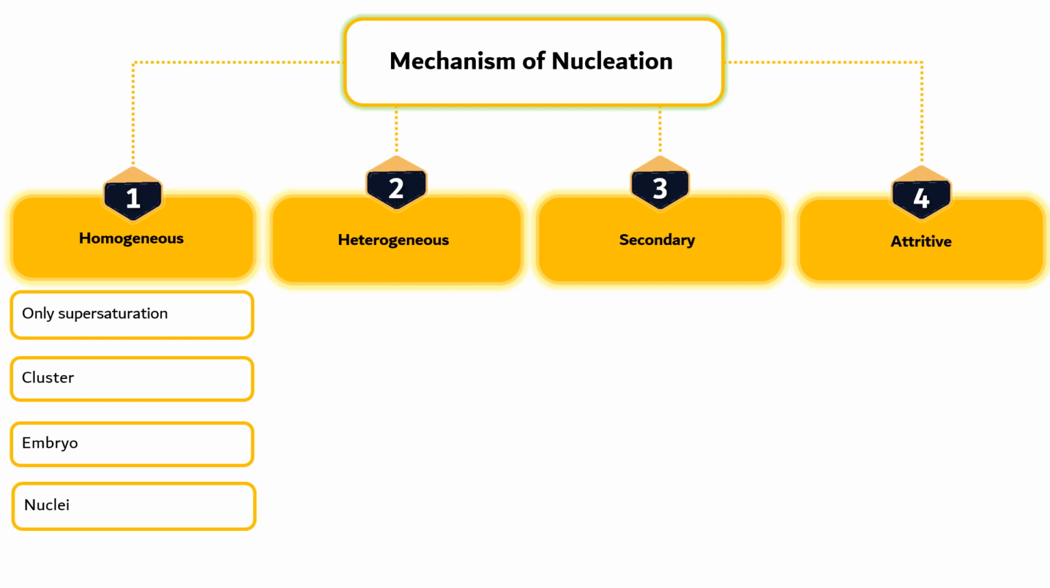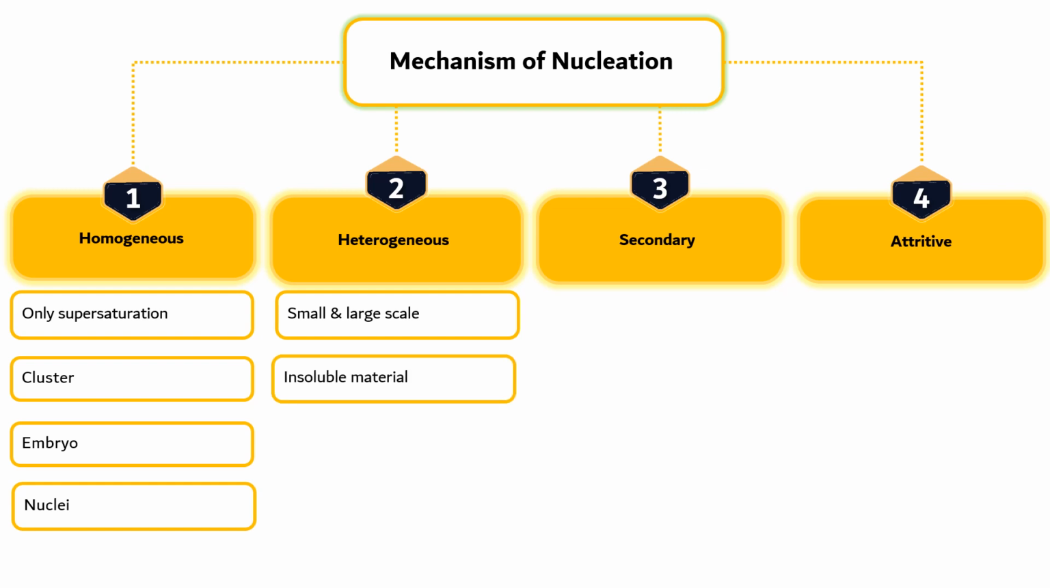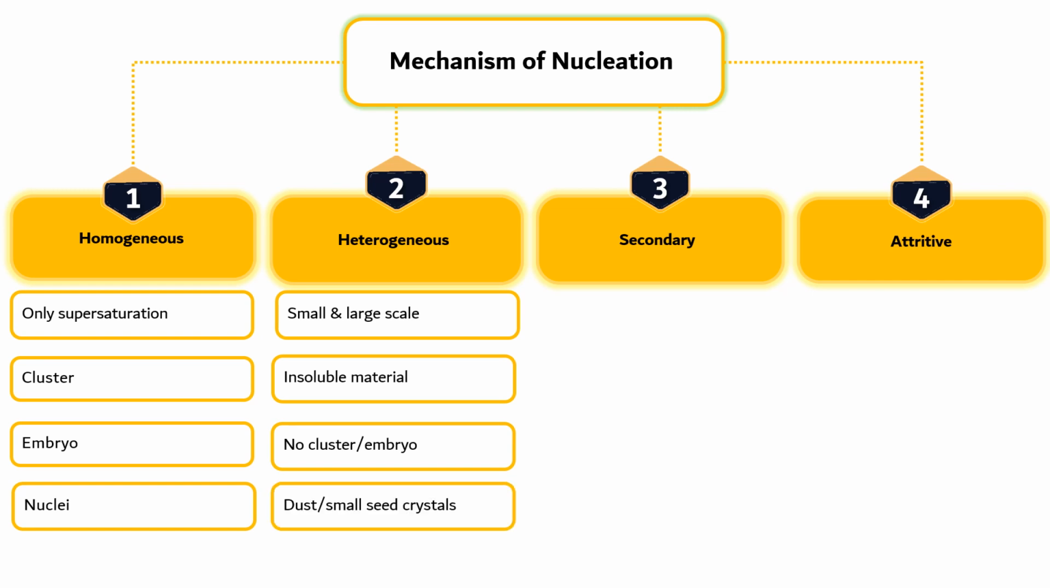Heterogeneous nucleation is usually involved in both small and large-scale crystallization. Heterogeneous nucleation results from the presence of insoluble material, which initiates macroscopic crystal growth and consequently avoids the steps of cluster and embryo formation. The solid matter can be dust or small seed crystals. The seeds are usually of the desired product and are especially important as the start of a crystallization.